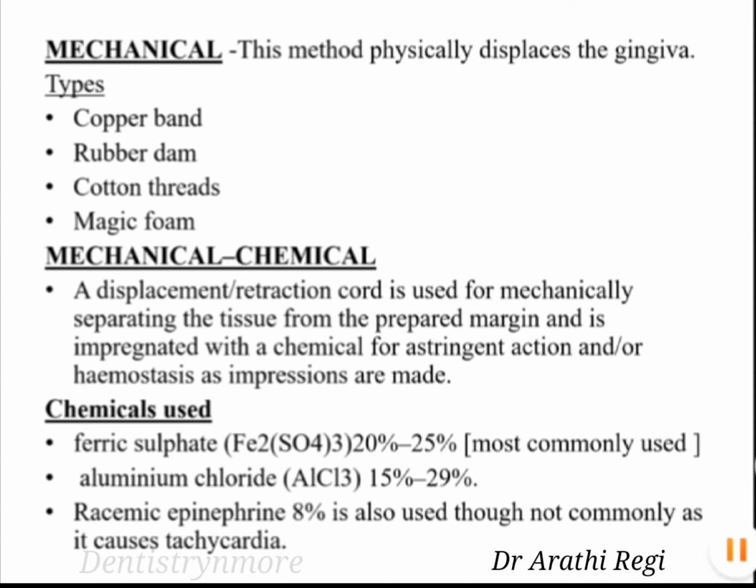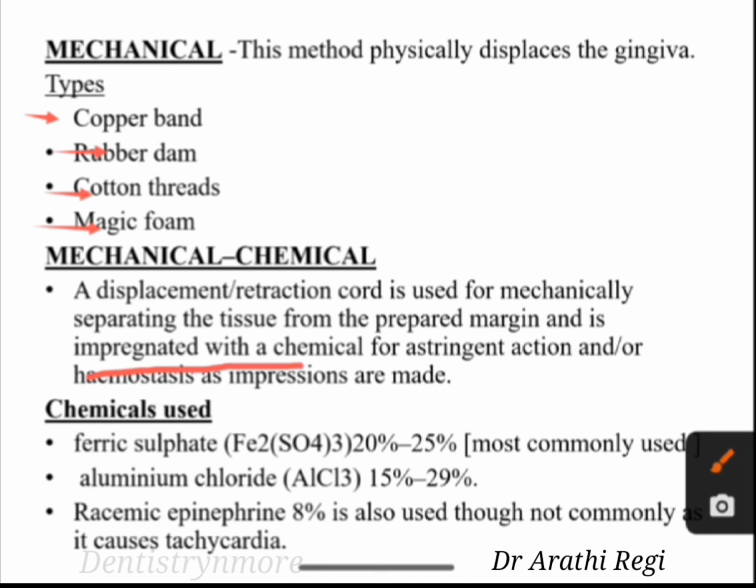Mechanical means it physically displaces the gingiva, and the types include copper band, rubber dam, cotton threads, and also magic foam. And next one is the mechanical chemical. That one is the retraction cord, used for mechanically separating the tissue from a prepared margin, and then it is impregnated with a chemical for astringent action or hemostasis as impressions are made.